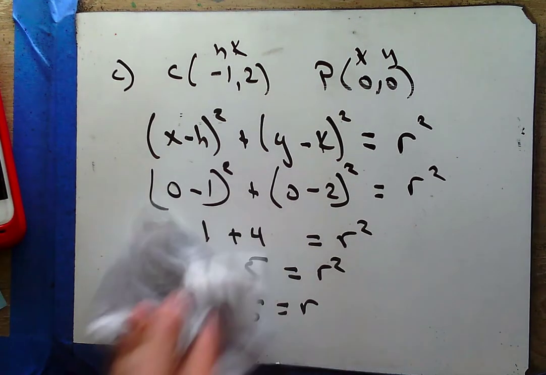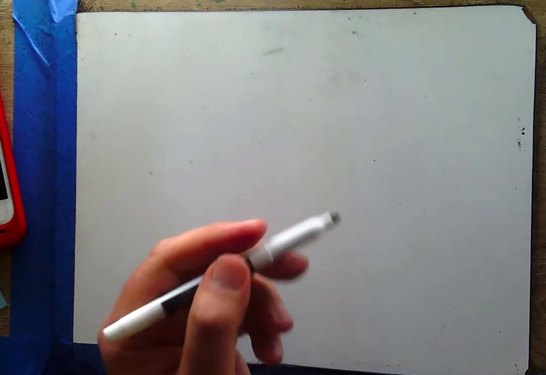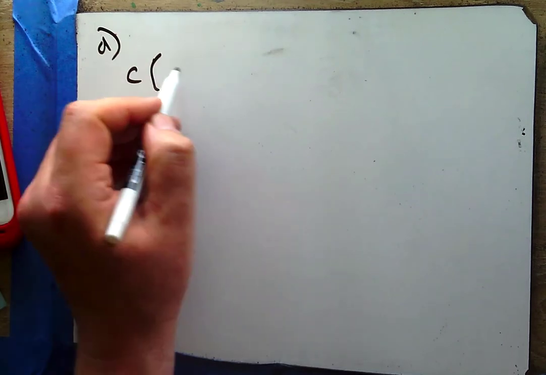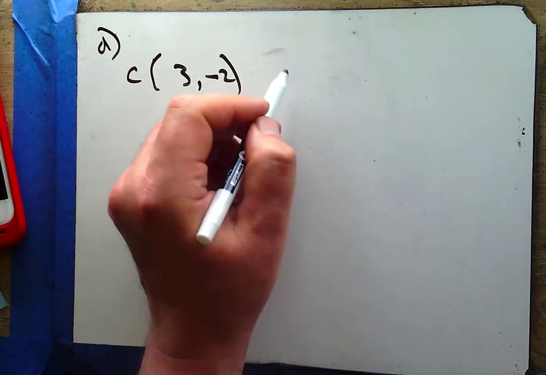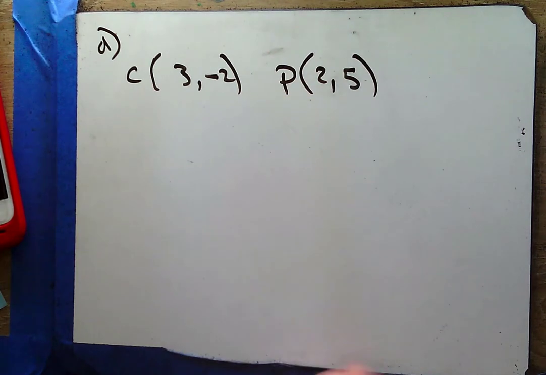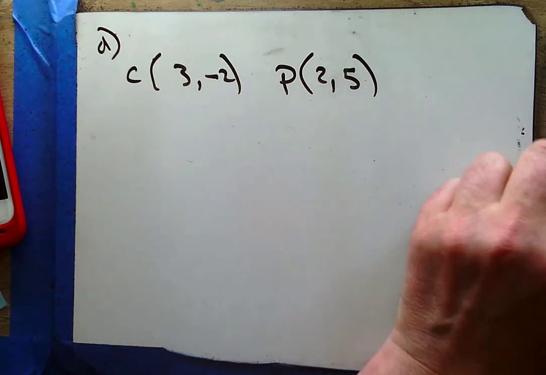Now, I know that when I take the square root of both sides, I'm supposed to have a plus or minus, except here I'm not supposed to have a plus or minus because radius is always supposed to be positive. Okay, so will you do this one, where the center is located at 3, negative 2, and there's a point on the circle at 2, 5. Pause the video and please do this one.